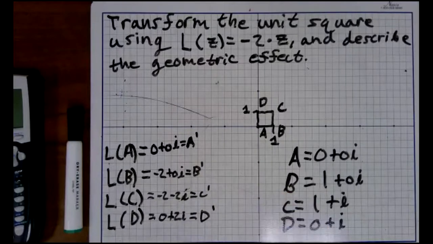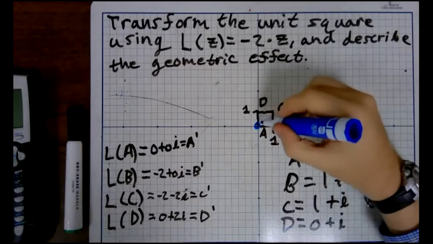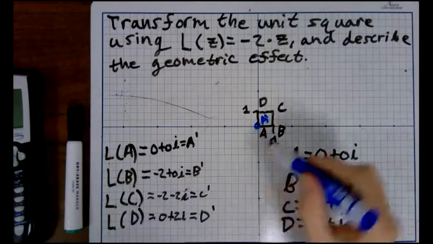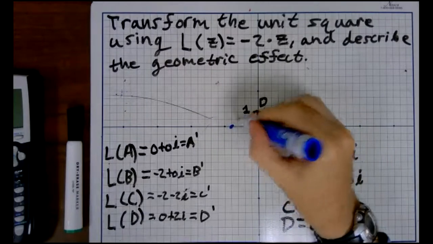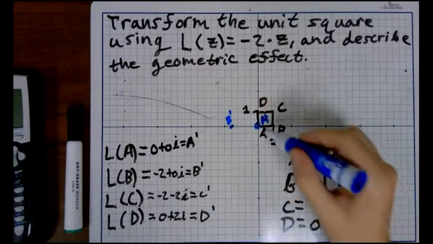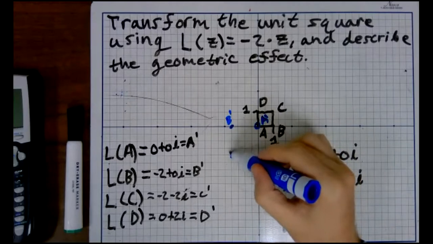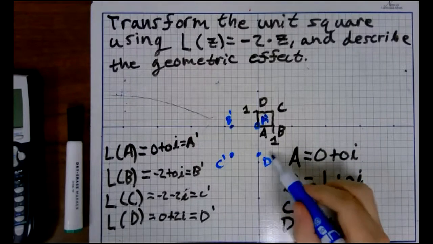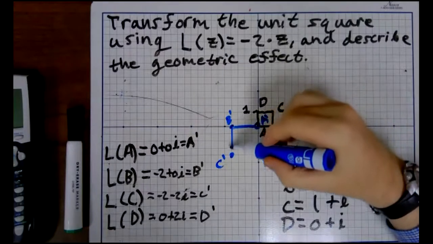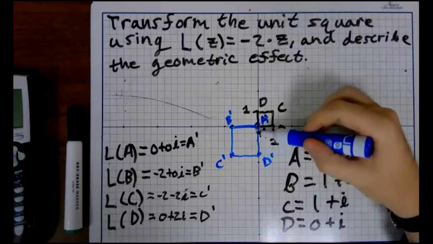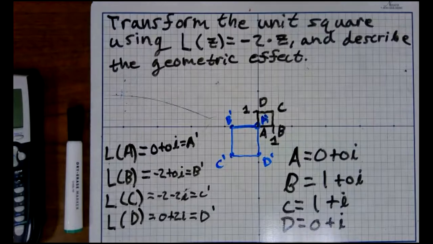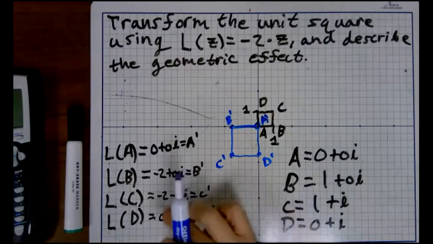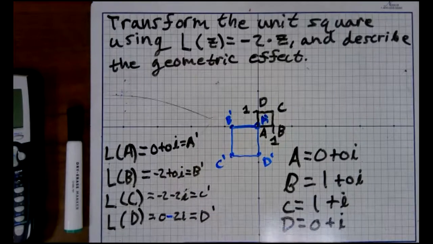So, plot the points. There's A prime, B prime is left 2, so negative 2. C prime is left 2 down 2, to here. And D prime is there. A to B, B to C, C to D. D back to A. And there we go. Oh, yeah, someone wrote in the private chat that this should be negative 2i. My bad. Thank you. All right. So there we have it.